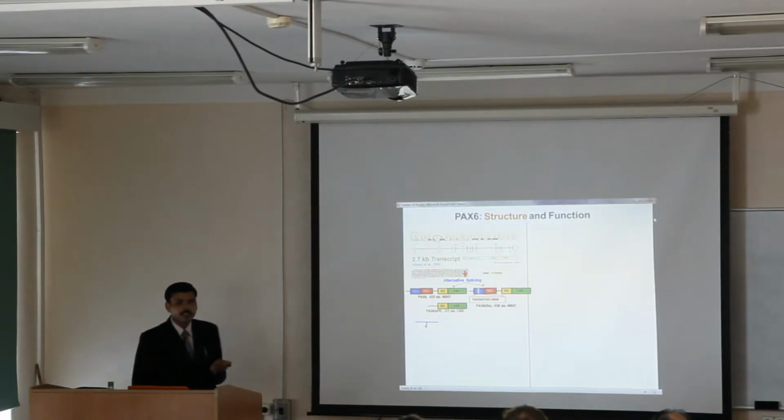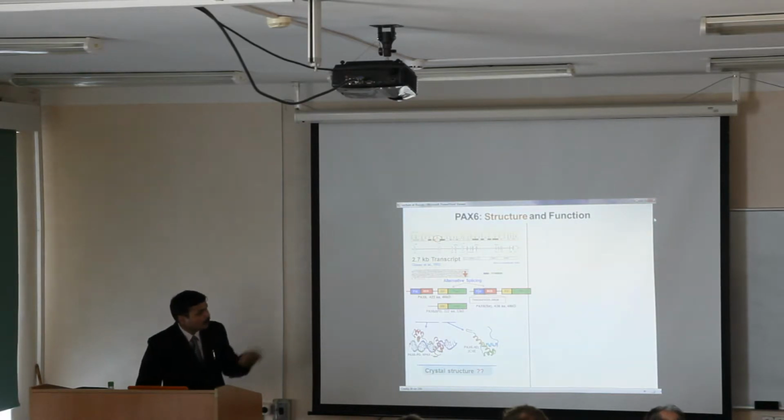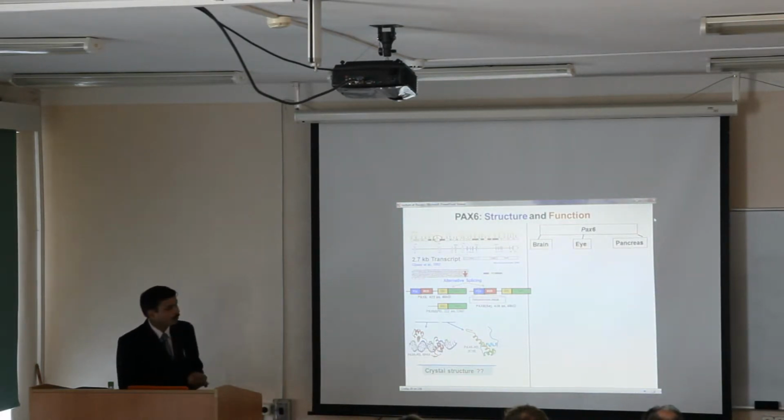If we come to the structure of the molecule, we can see this is the structure of the paired domain and this is the structure of the homeodomain molecule. But still, the complete protein is not yet crystallized and the crystal structure is not known. Coming to the function in the cells, PAX6 regulates three different organs: brain, eye and pancreas.